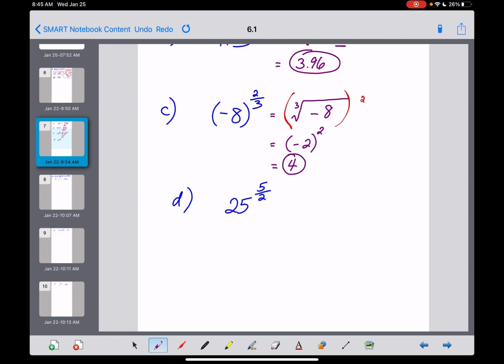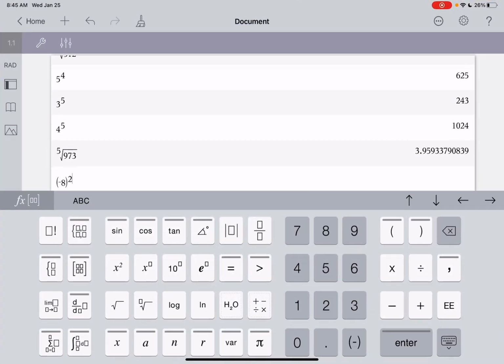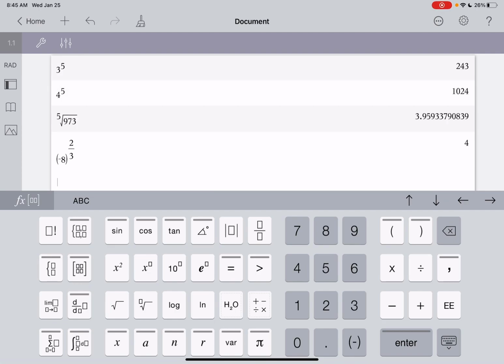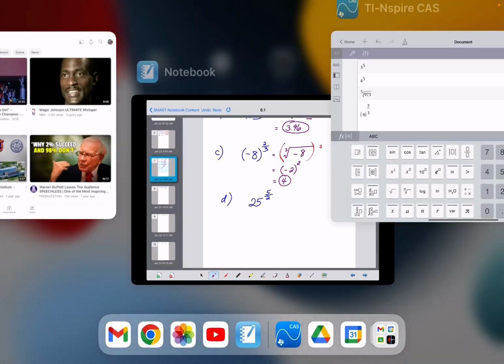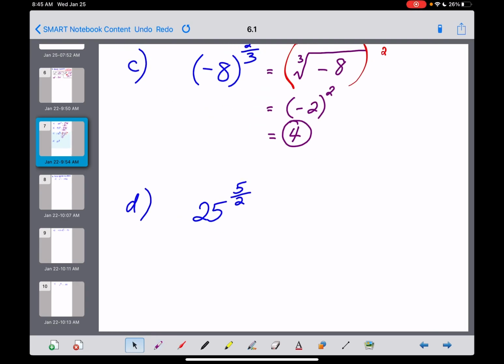Now, again, you could verify this on your calculator. You could put in parentheses -8 and raise it to the 2/3 power, and your calculator will give you that same answer of 4. But I'll warn you guys, this is a question that would show up on a quiz or a test in the non-calculator section. So you do need to know how to do that by hand if you care about getting that problem right, which hopefully you do.